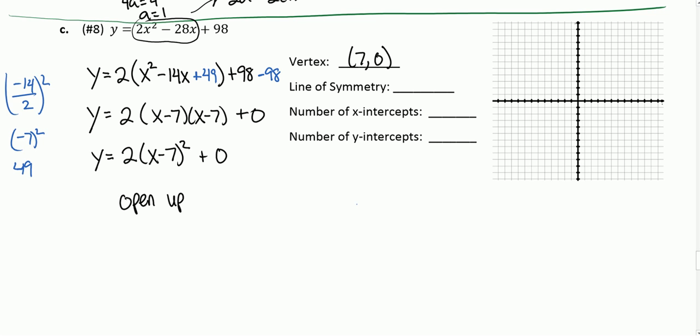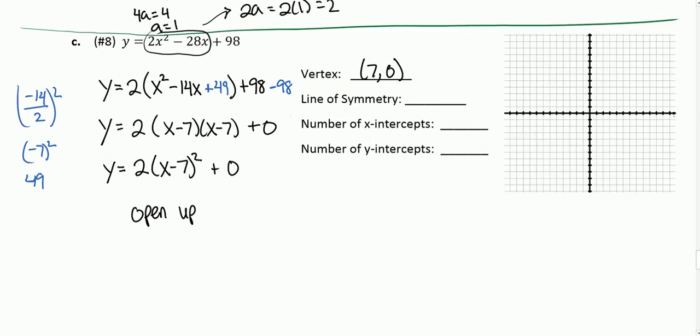So when I plot this, 7, 0, opening up, just a little sketch. We don't have to do the other pieces, the focus, the directrix, the focal chord endpoints. It's not asking for that. It is asking for the line of symmetry, which cuts right down the middle through the focus and the vertex, which is going to be x equals 7.